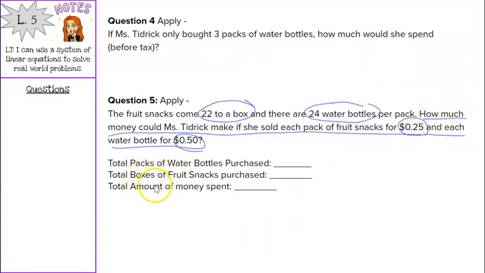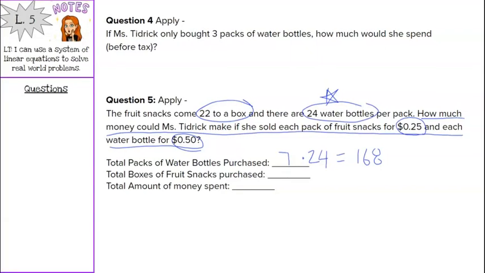We need to know the total packs of water bottles purchased. So all in all, I bought 7 packs of water bottles. And if there's 24 water bottles per pack, we can do 7 times 24, which gives us 168 total water bottles. So that's how many total water bottles I had, 168. Next, the total boxes of fruit snacks purchased was also 7, and they came 22 to a box, so we can do 7 times 22, which is 154.